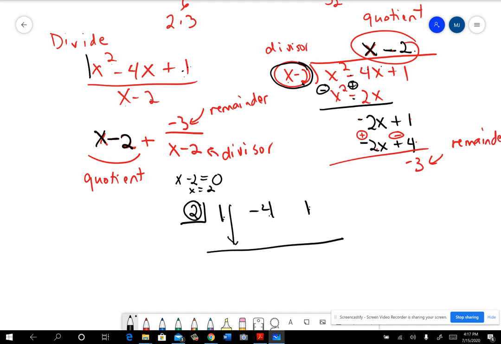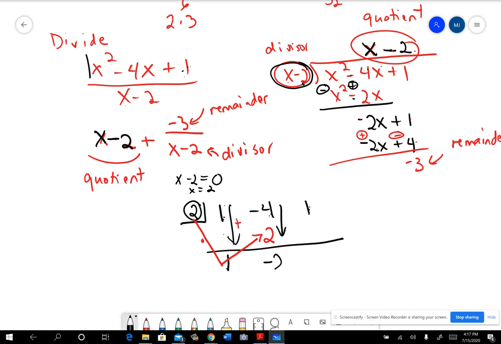You bring down the first number, okay? And then you're going to grab the 2 and multiply by the 1 and place that result in the next column over, okay? So whenever you're grabbing the number in the box, you're going to be multiplying. Whenever you go straight down, you're actually adding. So 1 plus nothing is 1, okay? So now we're ready to add these two together.